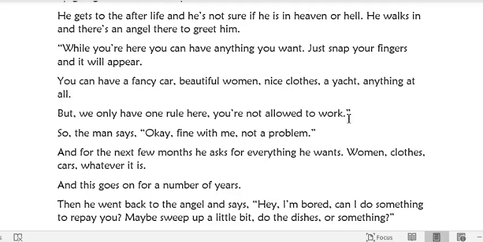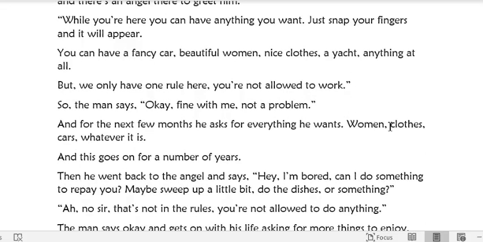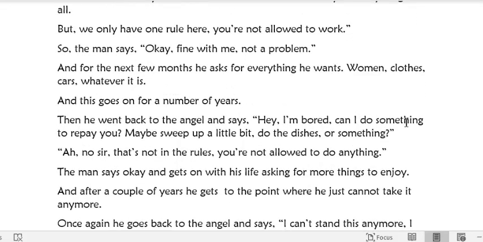So the man says, well, that's fine with me, not a problem. And for the next few months, he asks for everything he wants, women, clothes, cars, whatever it is. And this goes on for a number of years. Then he went back to the angel and says, "Hey, I'm bored. Can I do something to repay you? Maybe sweep up a little bit or do the dishes or something?" "No, sir. That's not in the rules. You're not allowed to do anything."